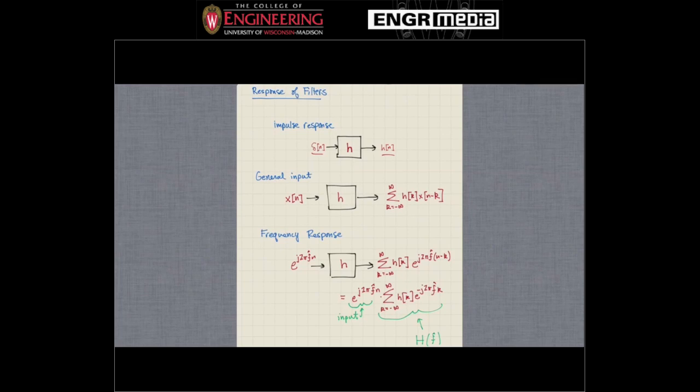And then, of course, general input. If we input some x of n, then the output is the convolution between h of n, which is the impulse response, and that particular input signal.